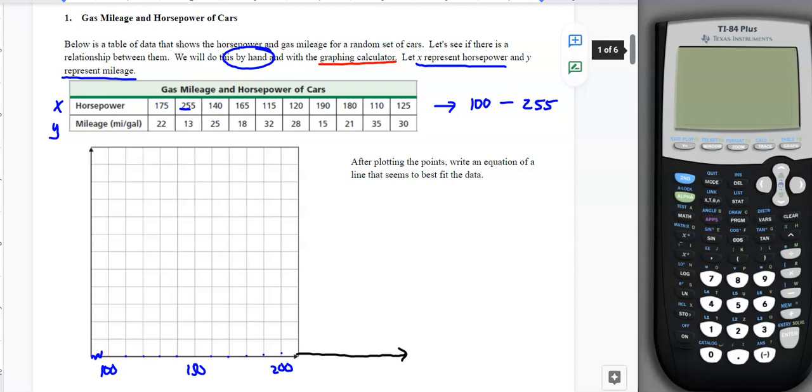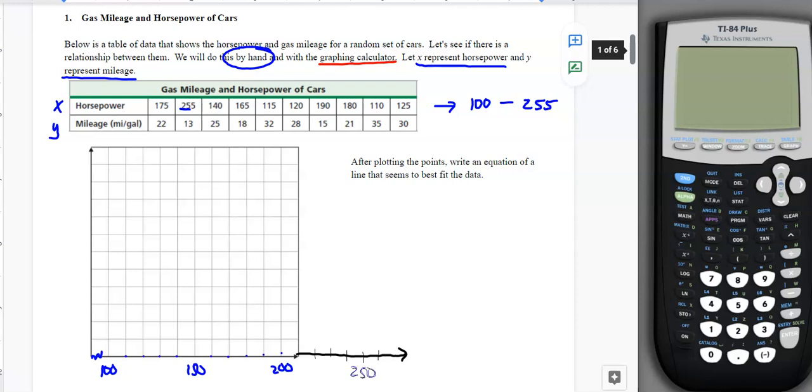Otherwise, I think everything is going to be kind of smashed. And this is real life. Sometimes you do a graph and you've got to monkey with it a little bit. All right, so 250 would be somewhere 2, 10, 20, 30, 40. 250 will be right over here.